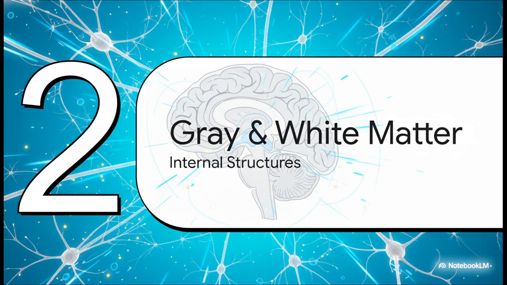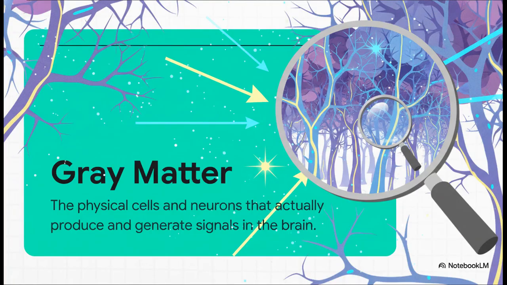Moving right along to Section 2, Gray and White Matter. Let's look at the internal structures. You've definitely heard the phrase, use your gray matter, right? Well, here is what that actually means. Gray matter consists of your physical cells and neurons. If you zoom in and look at them under a microscope, they look almost exactly like a dense forest of trees with all these branches reaching out. These are the literal signal producers of your mind.